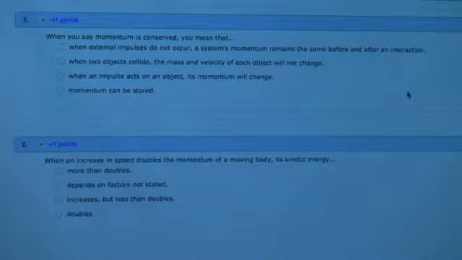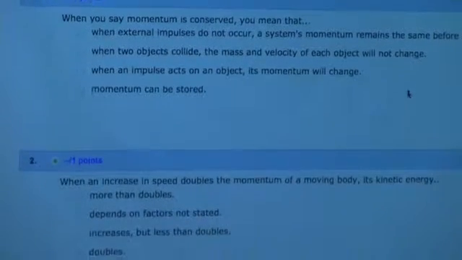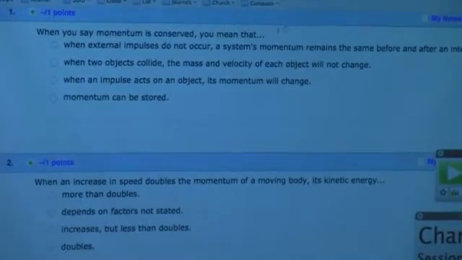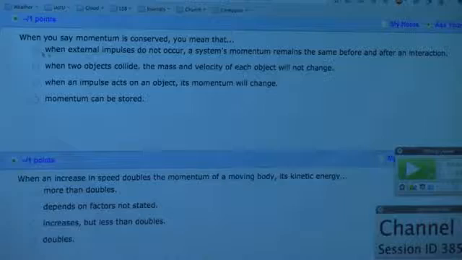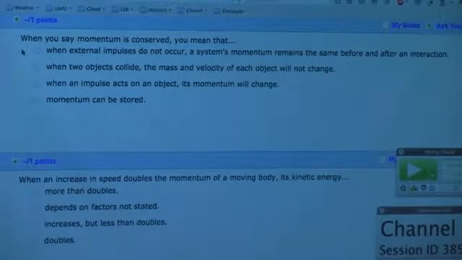The first one. When you say momentum is conserved, you mean that, and there are four options. The answer was this first one: when external impulses do not occur, a system's momentum remains the same before and after an interaction. My first tip-off is, well, that's the one that sounds the fanciest. Must be right? That's exactly how your author defines it, and that is technically correct.